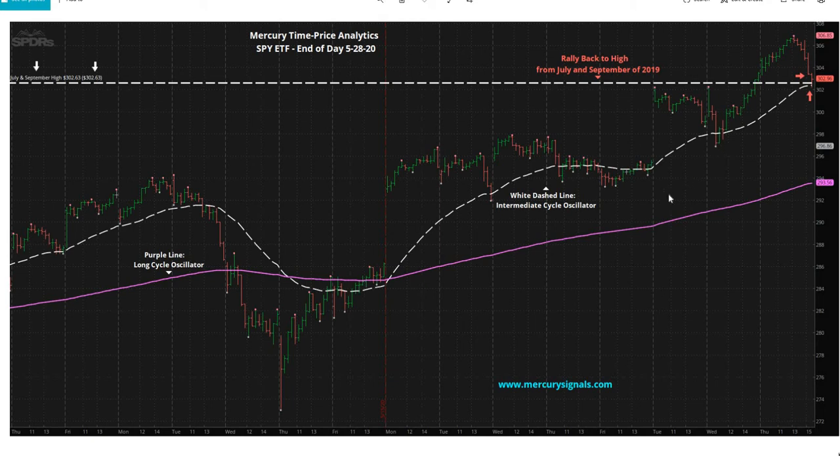Now on the screen, the white dashed line is our intermediate cycle oscillator, and this is our long cycle oscillator. But this is a very important juncture for U.S. equity markets right now. And I don't want to get sidetracked, but let me just say this. Over the last year and a half, the percentage of the gain in the S&P 500 that's come from Apple, Microsoft, Facebook, and Google, and Amazon, if I didn't mention Amazon, the percentage of the gain from those handful of stocks is unlike anything I've seen in 35 years of trading.